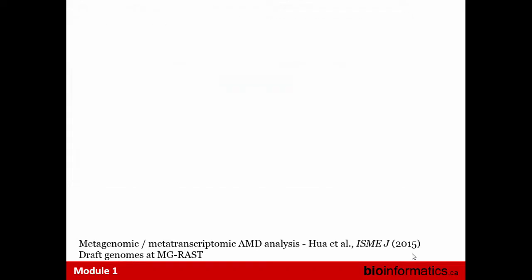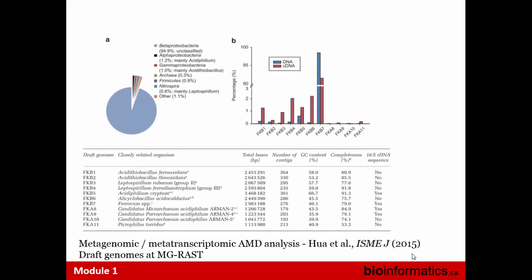So what's really neat about this, in addition to that, is that here are 11 different things, the 11 species or types or whatever you want to call them, that they identify. These are the relative abundances of their DNA, i.e. metagenome, versus cDNA, i.e. RNA, i.e. metatranscriptome, right? And so you can see that FKB7, which is Ferrovum, was over 98% of the DNA. And in transcriptional terms, it's about 92%.